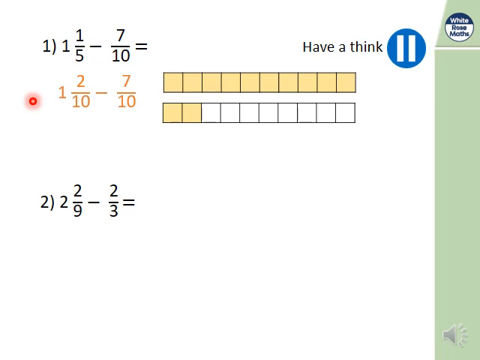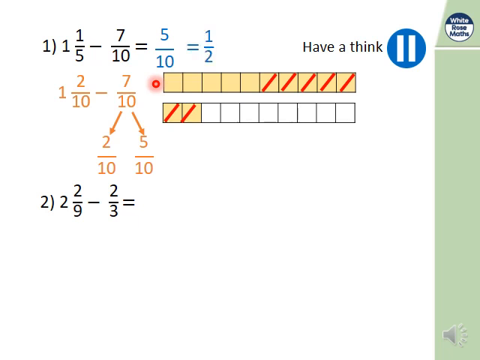Let's look at how we would do this one if we were using a fraction bar. So we have to take away 7 tenths, which we can split to help us on our fraction bar into the 2 tenths and then take away 5 tenths. So we've taken away our 2 tenths, then we've taken away 5 tenths, and that has left us with 5 tenths. And what is 5 tenths equivalent to? It is the same as a half.